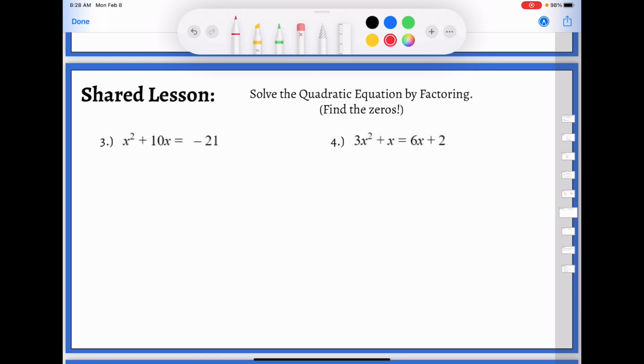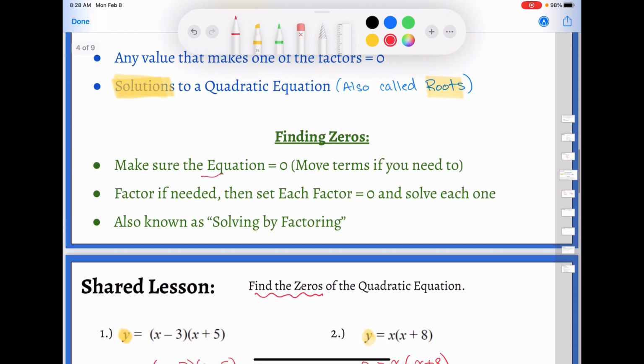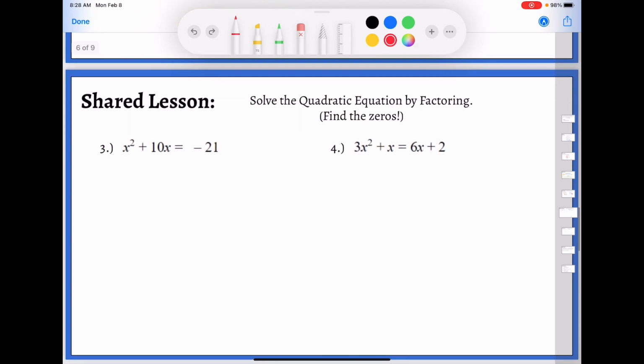But remember, step 1 of the process is to make sure that the equation equals 0. So in this one, in number 3, I first have to get this equation equal to 0. There's no y to replace. Instead, what I need to do is move this 21. So I'm going to add 21 over to this side. So I get x squared plus 10x plus 21 equals 0. So make sure that it equals 0 before you start the process.